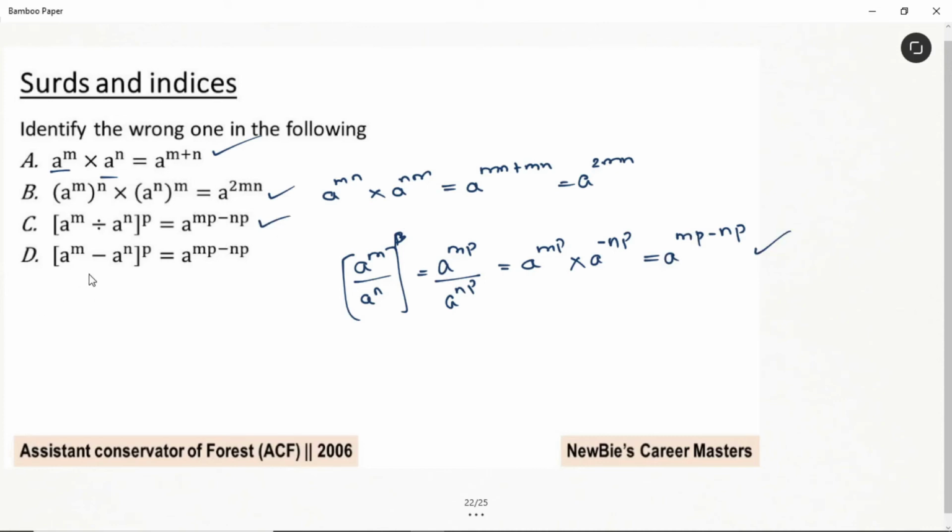Clear? Then here option D is the wrong option because there is no rule for this pattern. Am I clear? A power m minus a power n whole power. See, we can rearrange this like this: a power mp minus a power np. This is valid, but not this one. Am I clear? That's why you have to take option D. They're asking for the wrong one, no? So option D is the answer.